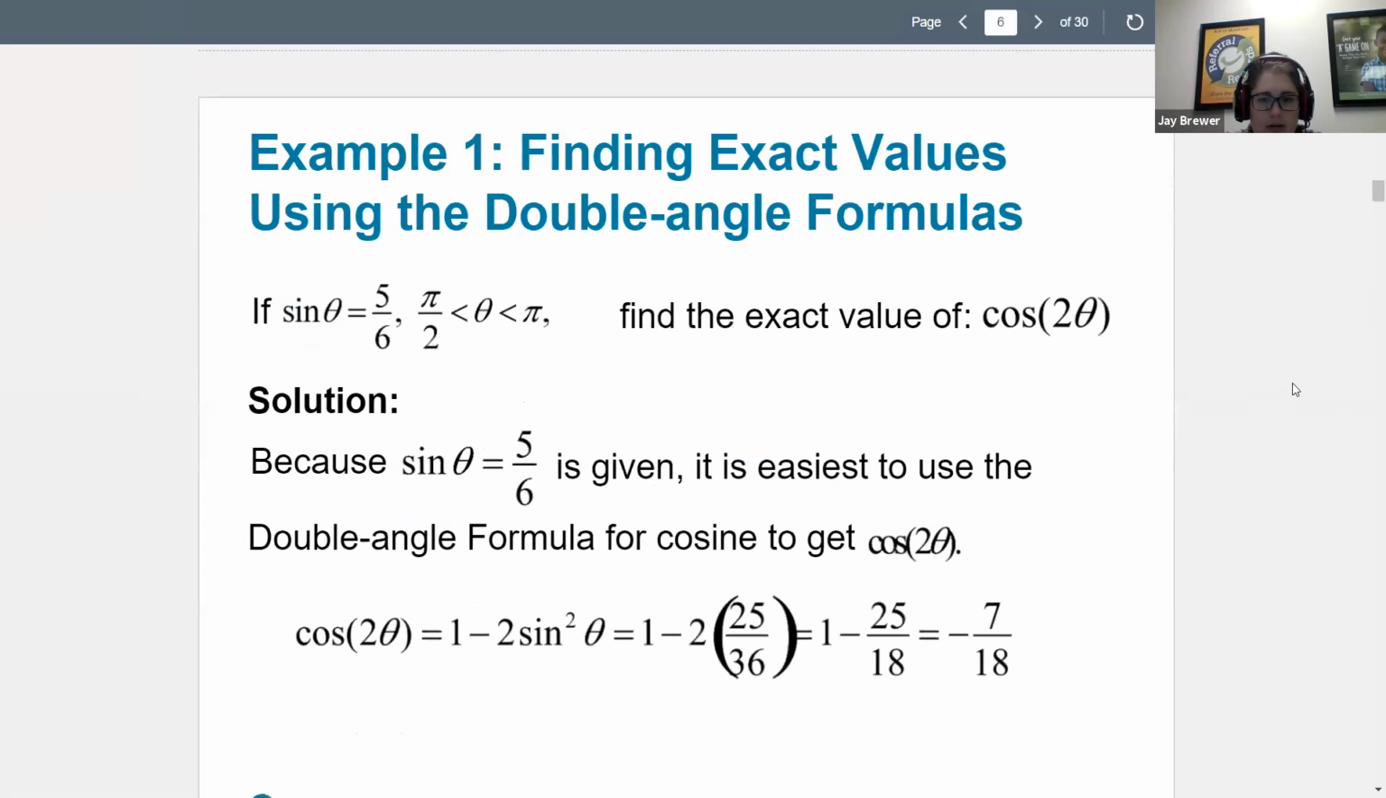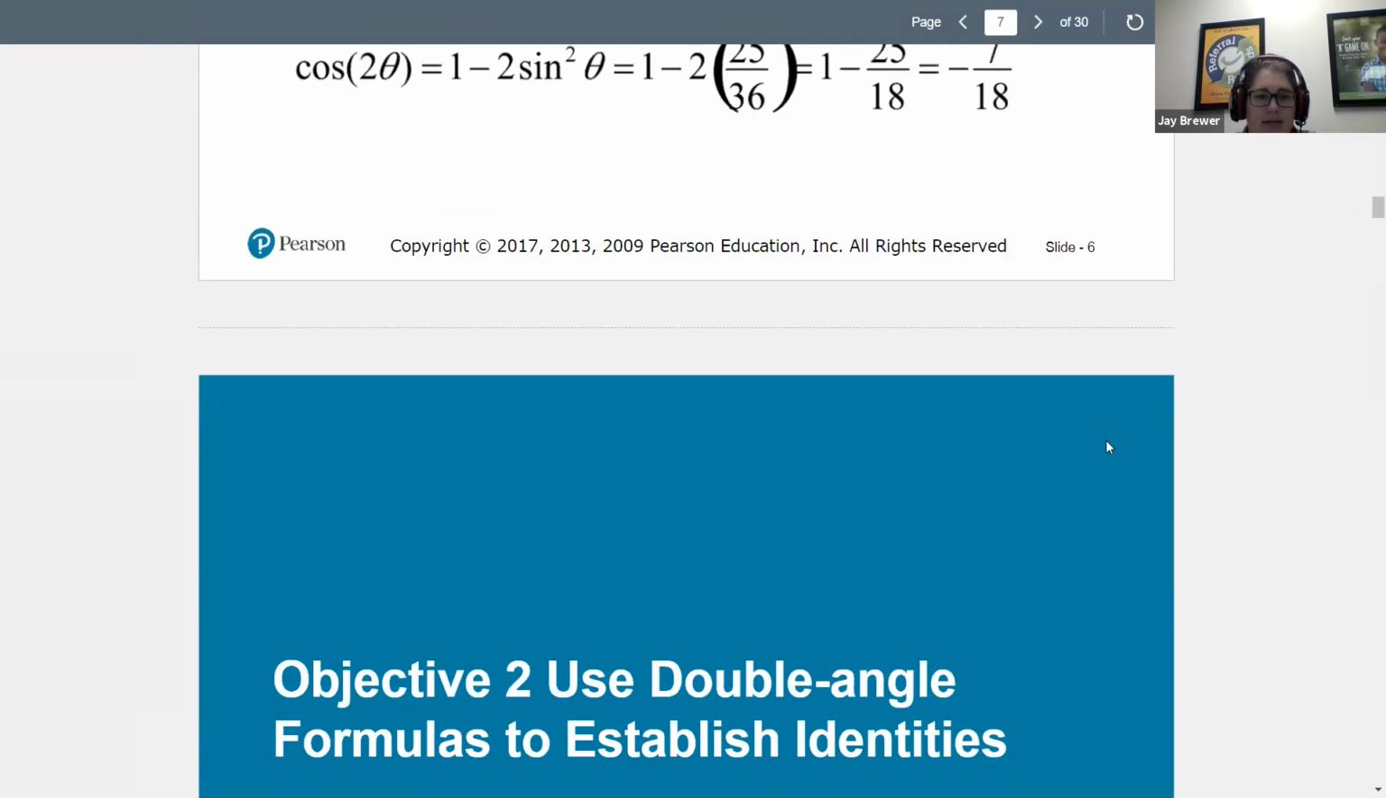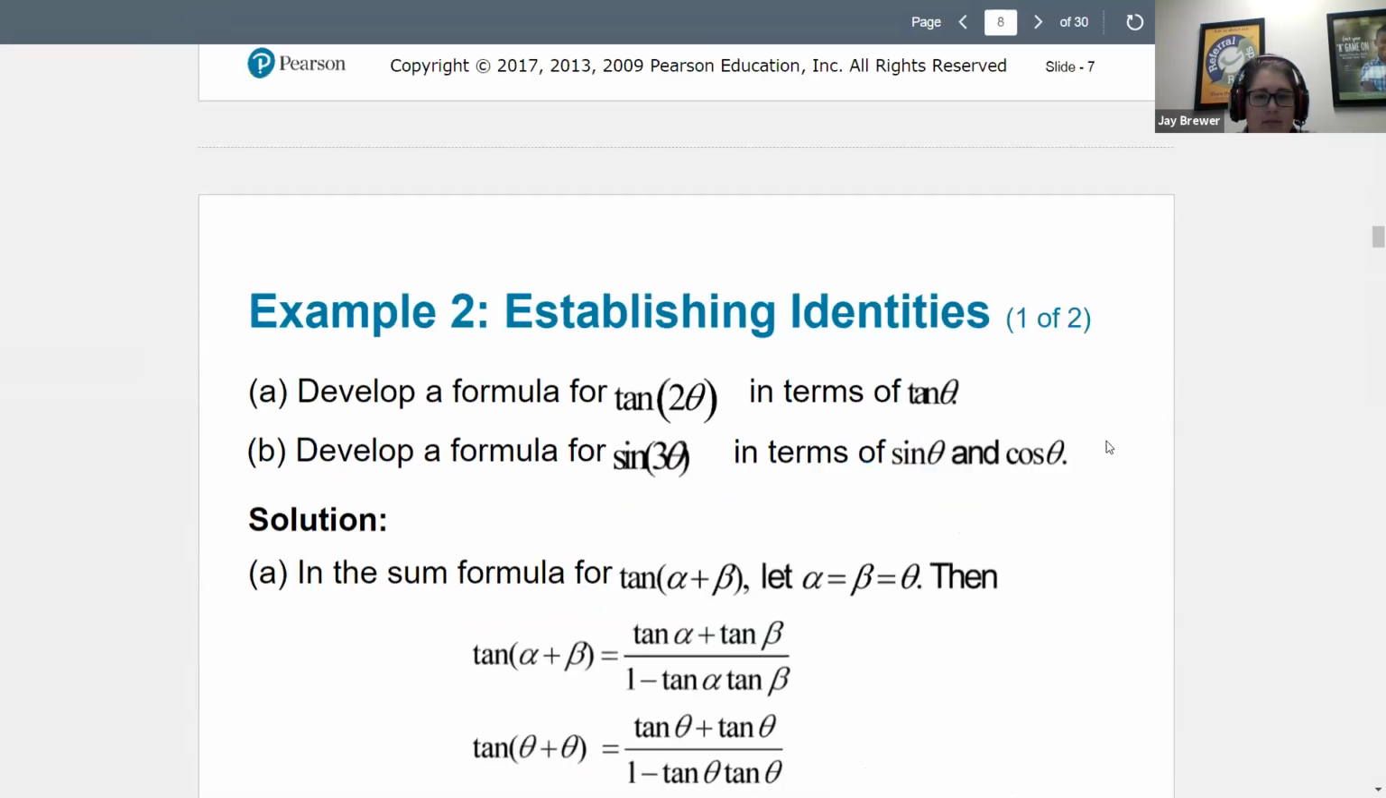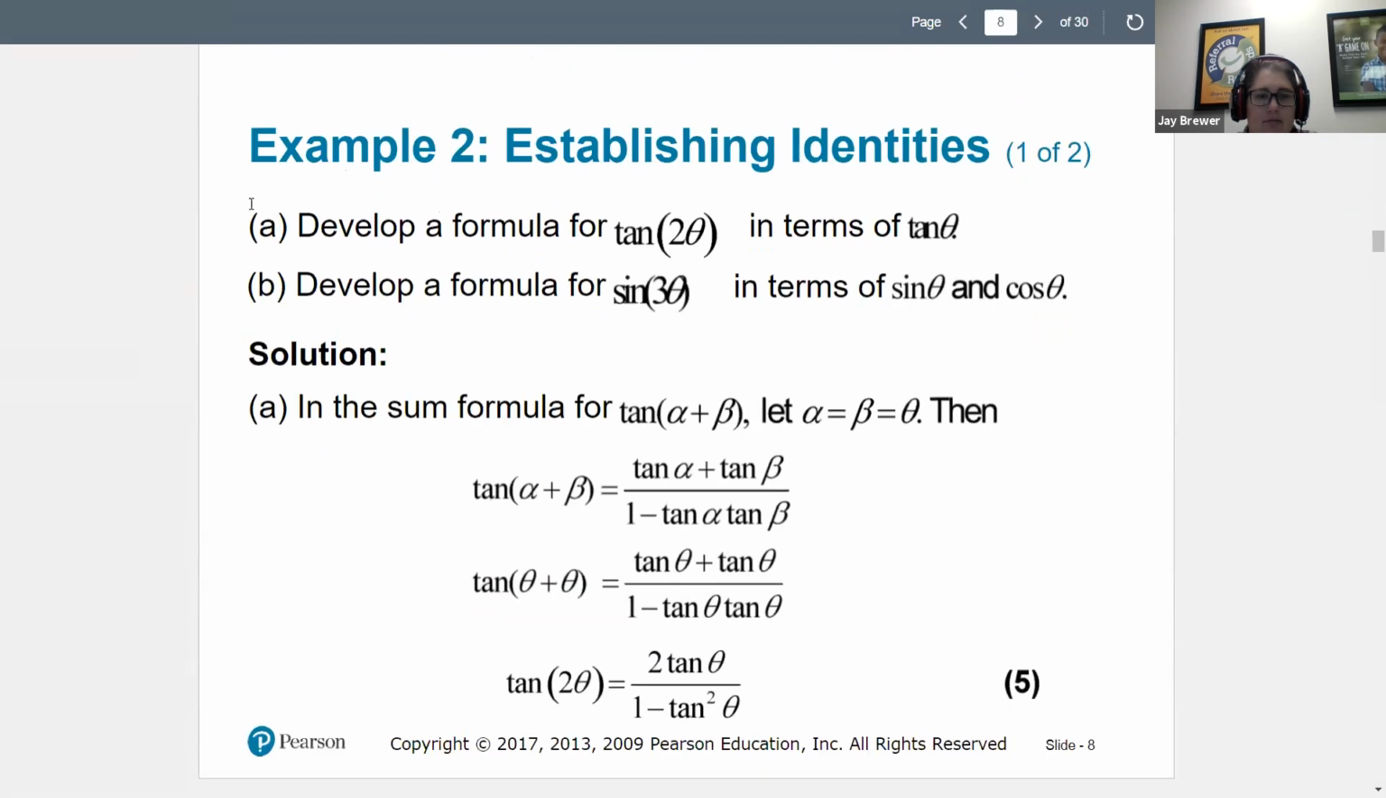So let's go ahead and look at how they did it. All right, you literally just plug it in there. Now they didn't show you the intermediary step. They did square 5/6. That's how they got 25/36. But I, of course, assume that you know that. All right. So that's it. That's how hard that one is.